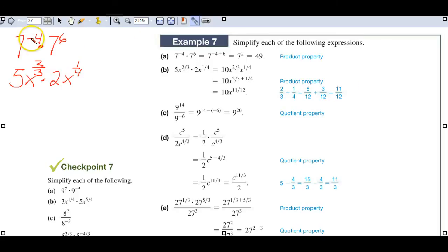So here we're going to just add the exponents. This gives you 7 to the negative 4, 6 to the second, which is 49. And that checks. Now here to add our exponents, we have to have common denominators. So this is going to be 2 times, and what's our common denominator here? It's going to be a 12.